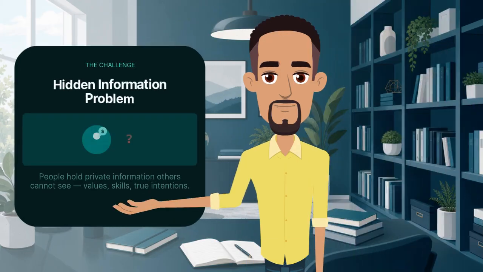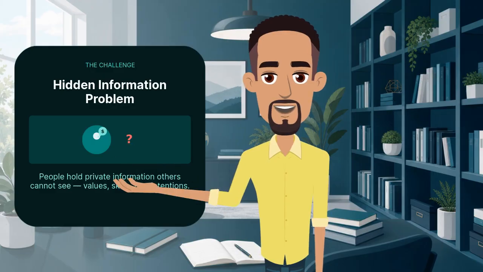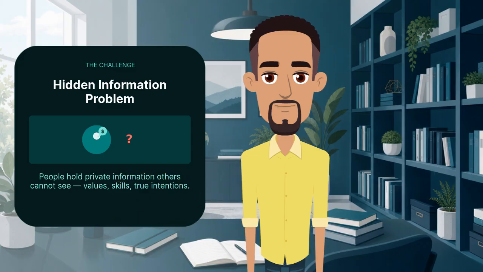Now here is a challenge that makes mechanism design tricky. In most real situations, people have private information. A buyer knows exactly how much they value something, but the seller does not. A job applicant knows their real skills, but the employer cannot see inside their head. This is called the hidden information problem. The goal of a well-designed mechanism is to get people to reveal that private information honestly through the structure of the rules themselves. Not by forcing them. Not by begging them. But by making honesty their best strategy.